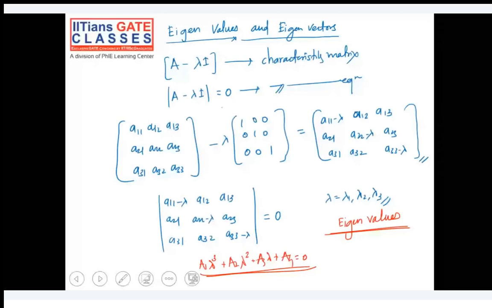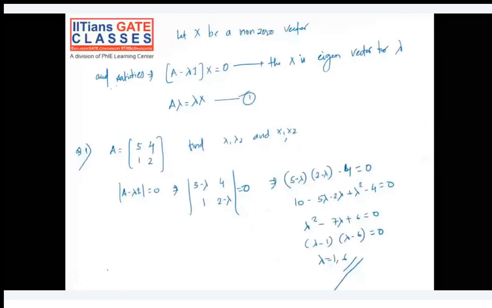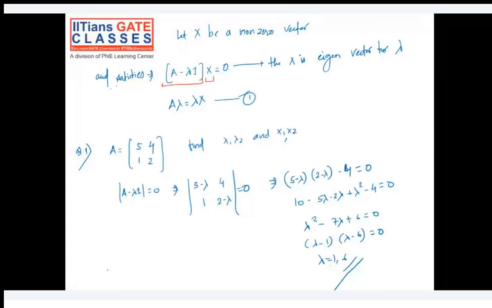Okay. Coming to the second slide, let capital X be a non-zero vector satisfying the condition A minus lambda I, which is the characteristics matrix, into X equal to zero. Then that X is called the eigenvector of the eigenvalue lambda. I hope you are getting it.